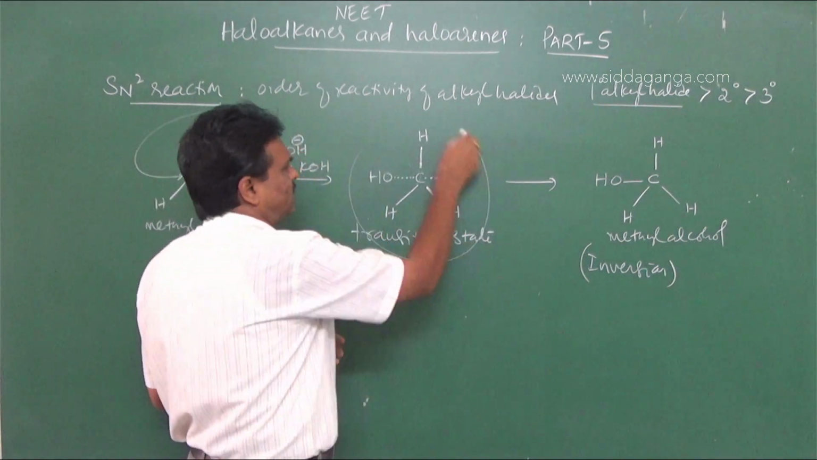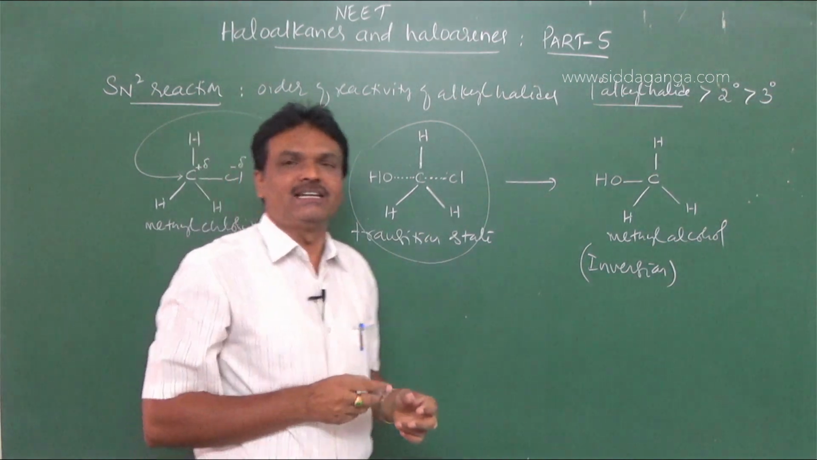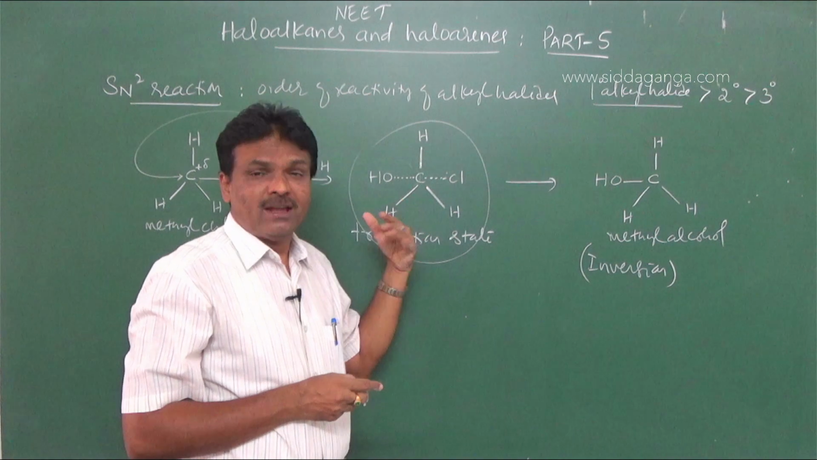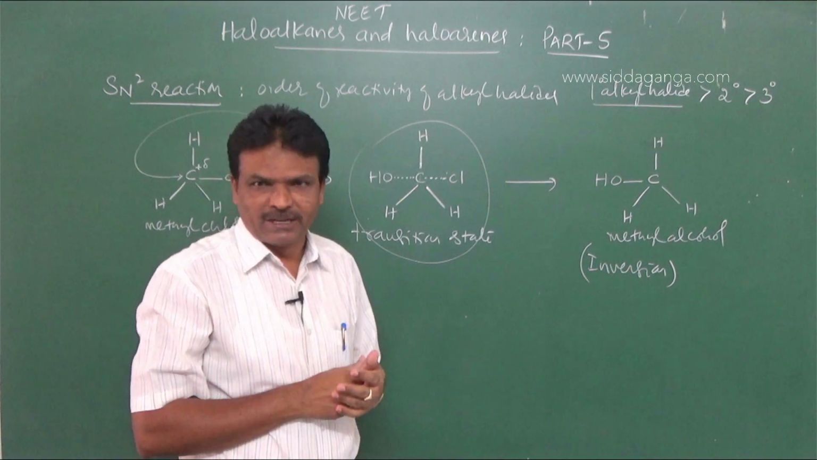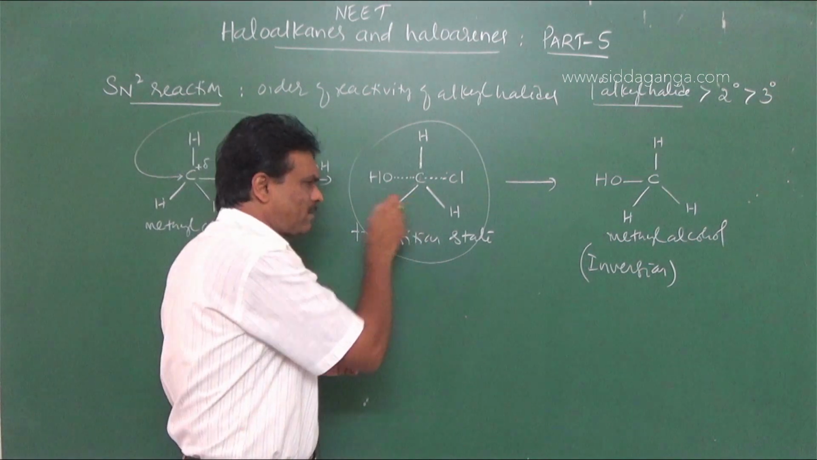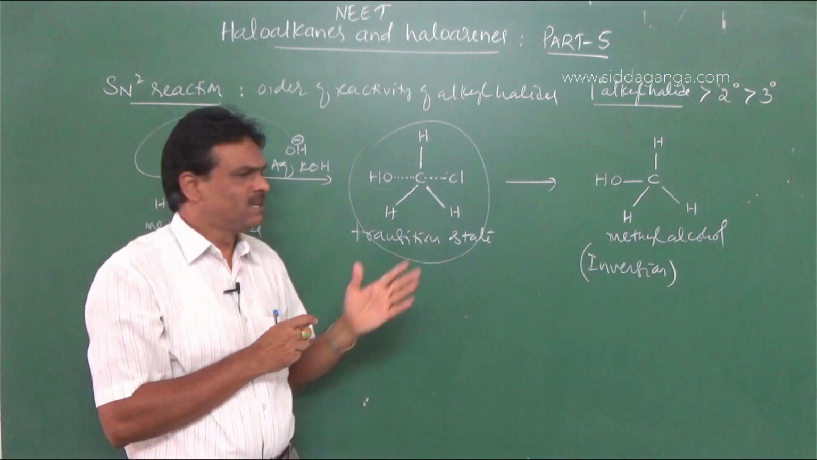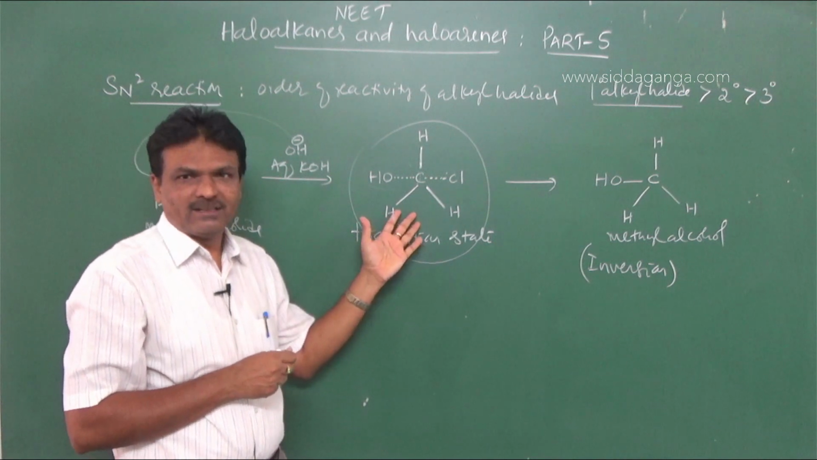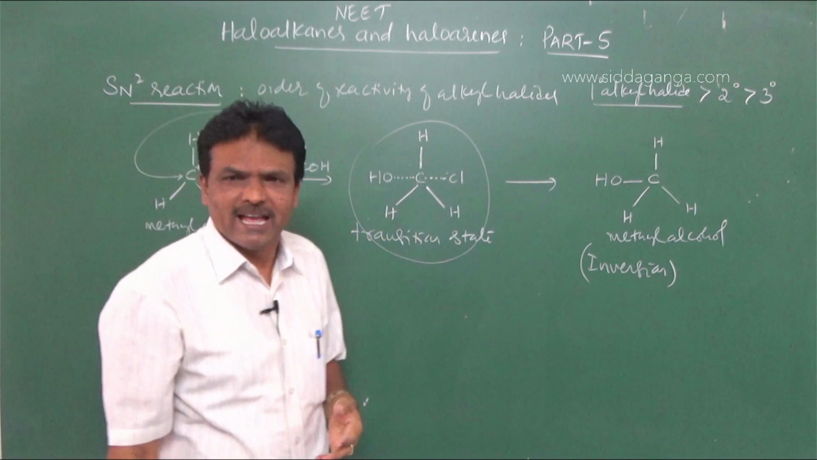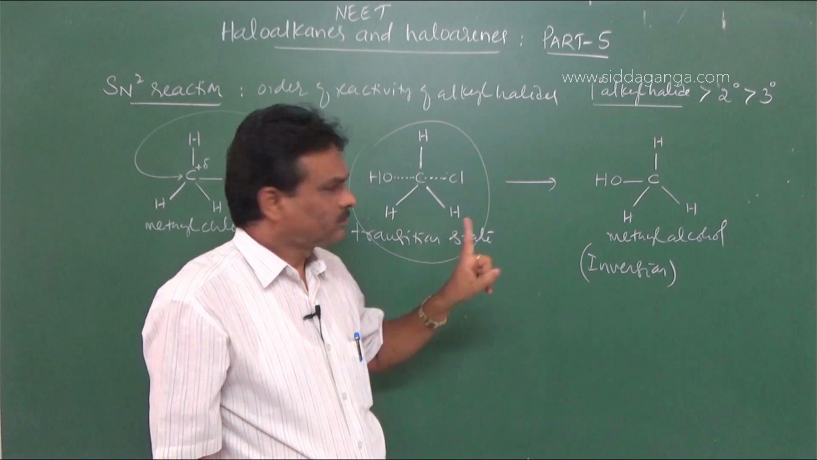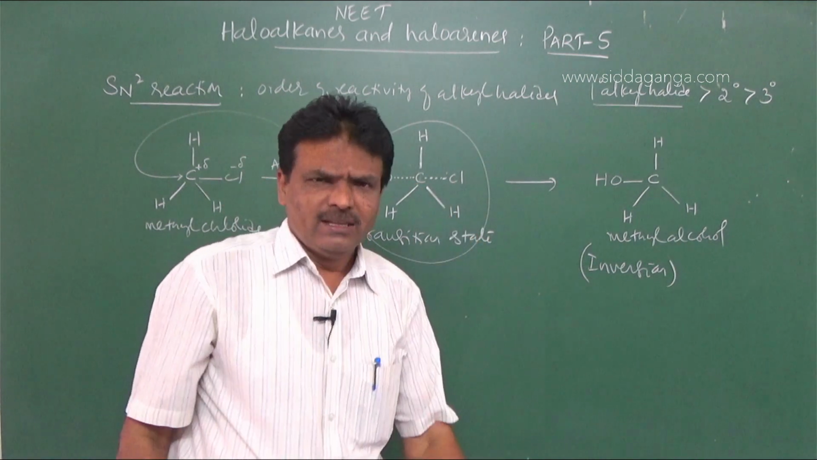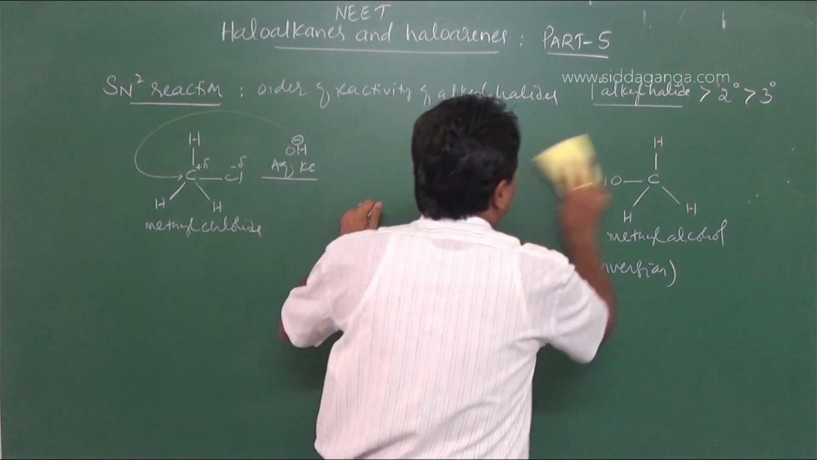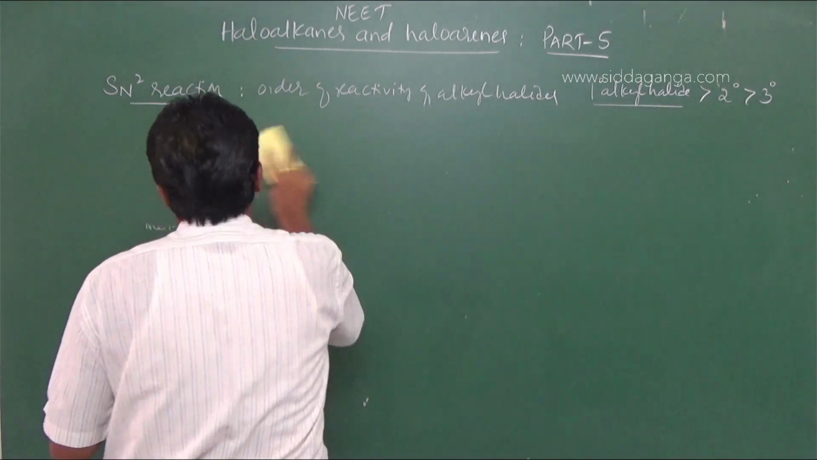An intermediate transition state is formed, but this transition state is highly unstable because it has very high energy. The higher the energy content, the lesser the stability. So for this reason, during a chemical reaction, this intermediate transition state cannot be isolated or separated from the reaction mixture. Clear? Then what are the important points involved in the SN2 reaction?